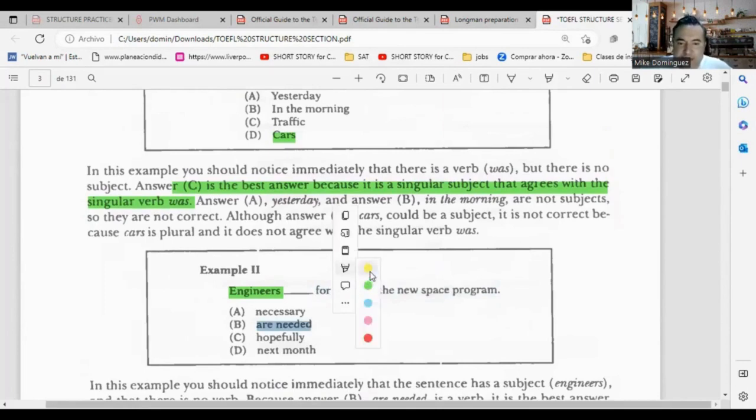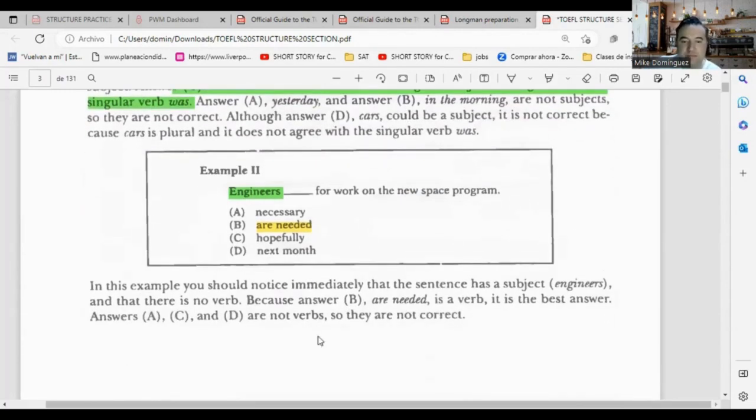Why is that your option? Because you need a subject, and then the verb. "Hopefully" is not a verb, "next month" is not a verb, and "necessary" is not a verb either. So "are needed" is the only verb. We have just one verb, so that's the correct answer. Answer B, "are needed," is a verb. It is the best answer.